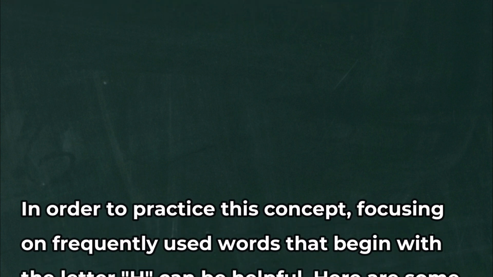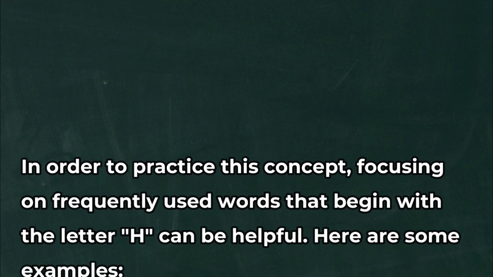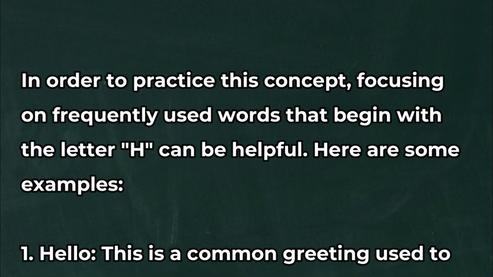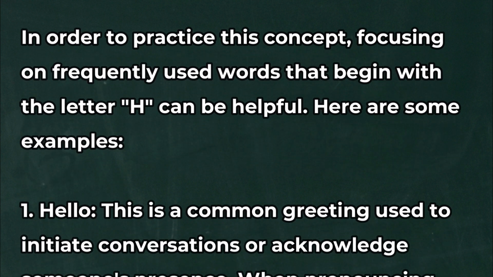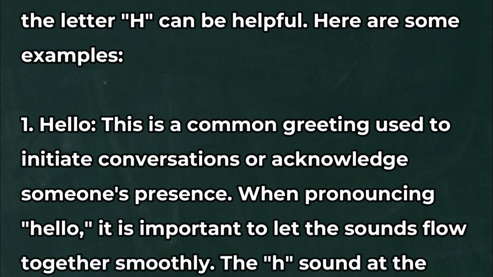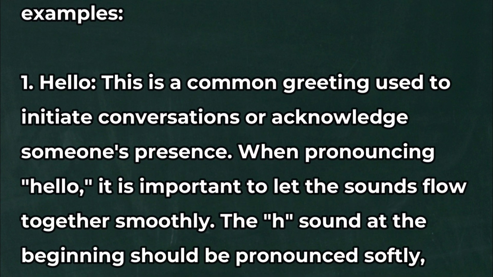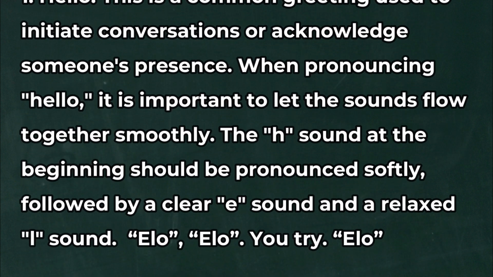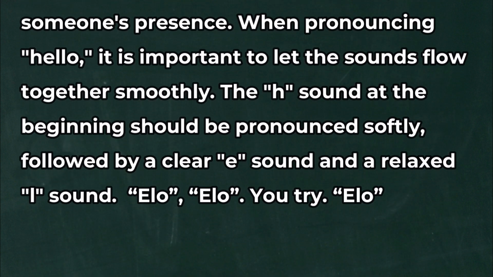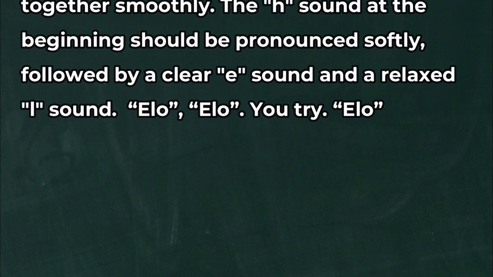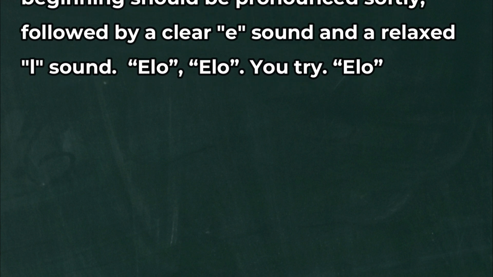In order to practice this concept, focusing on frequently used words that begin with the letter H can be helpful. Here are some examples. 1. Hello. This is a common greeting used to initiate conversations or acknowledge someone's presence. When pronouncing hello, it is important to let the sounds flow together smoothly. The H sound at the beginning should be pronounced softly, followed by a clear E sound and a relaxed L sound. Hello. Hello. You try. Hello.